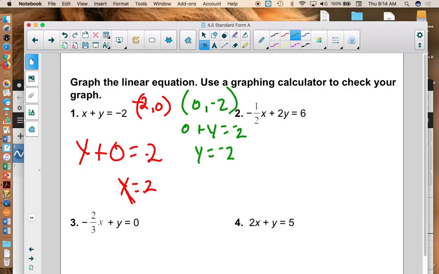Let me ask you this. I want you to do one more. Do number 2. I want you to find the x and y intercepts for number 2. You find the x and y intercept.